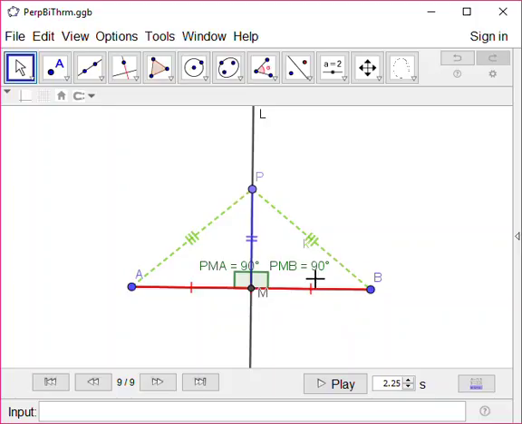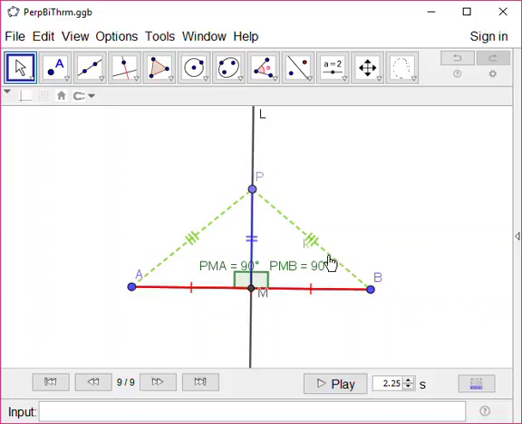From triangle PAM and triangle PBM, we have that PA is equal to PB, given, and AM is equal to MB, since M is the midpoint of AB. And PM equals PM, by the reflexive property. Therefore, by side-side-side, the triangles are congruent.